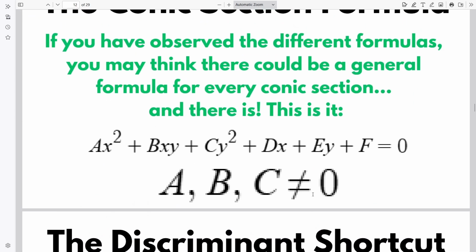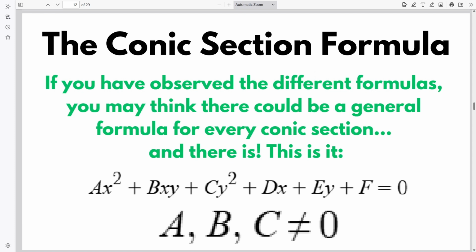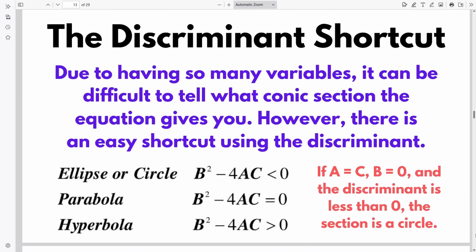So yeah, because of this spooky formula, how am I supposed to know what kind of conic section it is? Don't worry, I have that discriminant shortcut. No, you're not going to see the discriminant shortcut in any of your math textbooks. I'm just going to call it that, just to help you out.